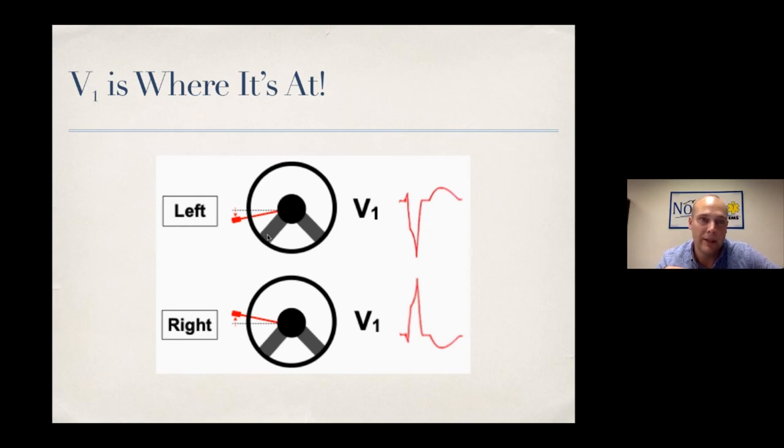Now, sometimes you'll get a different looking kind of several QRS, like an R prime, where it goes up, down, up, down. What you're looking for is where the majority of the QRS complex is. Is it above the isoelectric line or below the isoelectric line? If it's above it, it's right. If it's below it, it's left. So that's the easiest way to determine a bundle branch block, where it is, left or right.